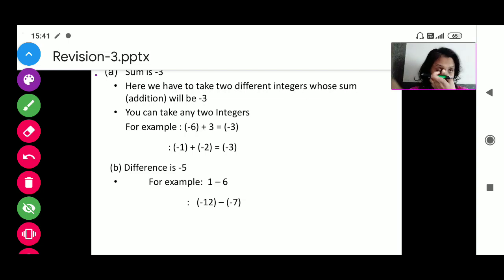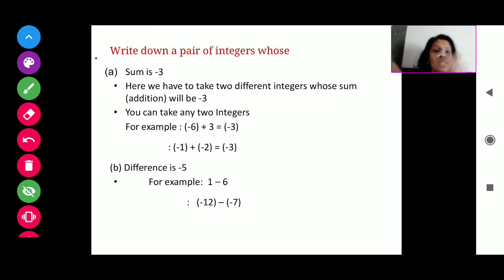I have shown you here two integers, -6 plus 3. When you are doing addition of two different integers, -6 is a negative integer and 3 is a positive integer. So first we will subtract the smaller integer from the bigger integer. 6 minus 3, our answer will be 3, and our answer will have a negative sign because the bigger integer 6 has a negative sign. So here our answer is -3.